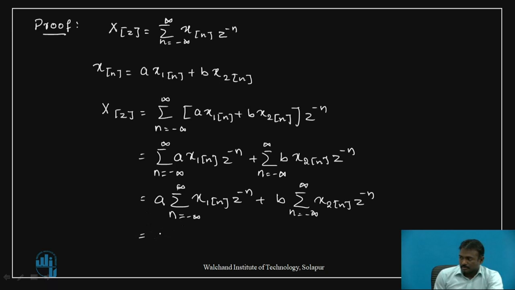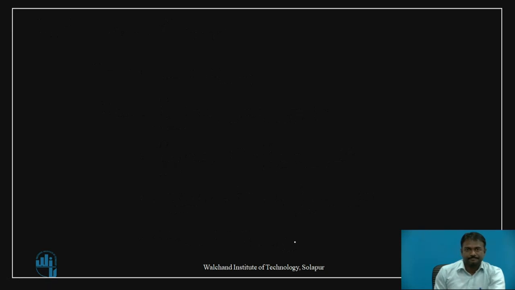So we know that summation n equal to minus infinity to infinity x1 of n into z to the power minus n is equal to X1 of z, and summation n equal to minus infinity to infinity x2 of n into z to the power minus n is equal to X2 of z. Hence, proved. Now, let us discuss the time shifting property.